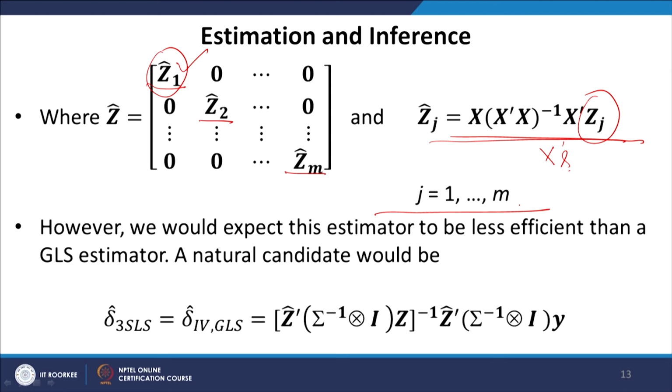However, we would expect this estimator to be less efficient than a GLS estimator. So, our natural candidate would be to go for a third stage. That is how we have 3-SLS, denoted by delta hat 3-SLS, which is basically delta hat IV, and we are applying GLS on it.